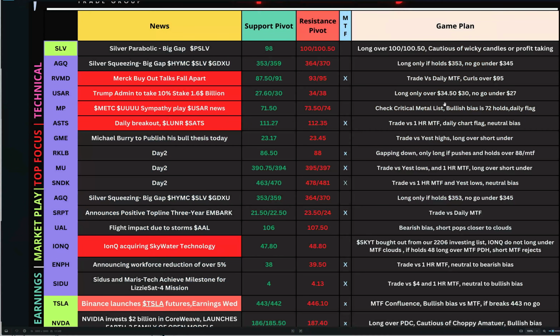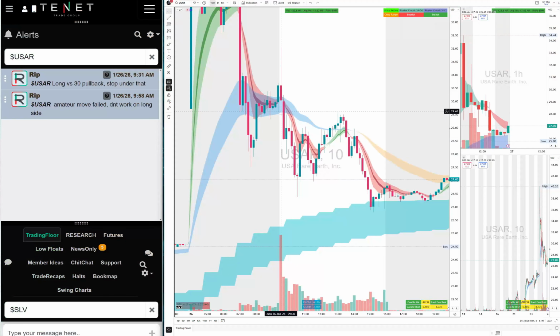Okay, so let's see here. Oh, sorry, USAR long over 34.50. That was the plan: no go under 27 or no go under 30. So we were trying to long it over 30. This is the amateur candle, and that didn't work. And then we got out. If we did not get out, we would have lost a lot of money.